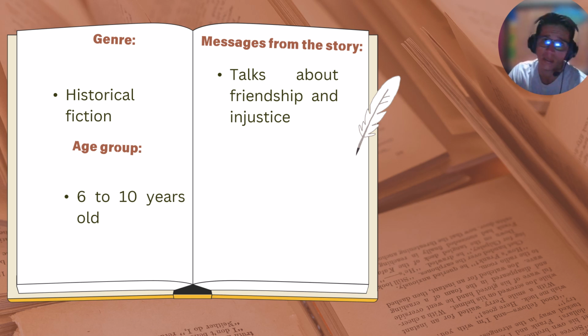There are several messages that are important in this book. Two of them are: the first one is that it talks about friendship across racial barriers, which is so important to teach students to learn that there is no difference between people and that all of us are the same. And the second one is that it fights against injustice, which is also important to teach young students to fight for a fairer world and not discriminate against anybody.